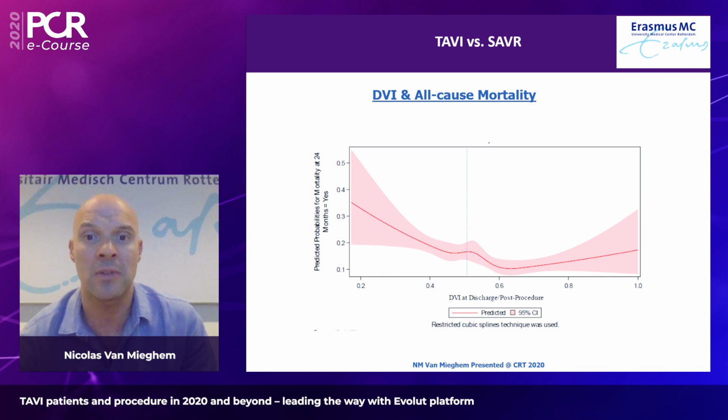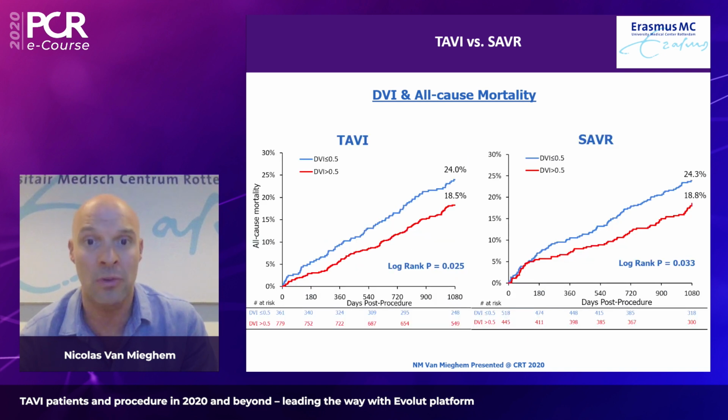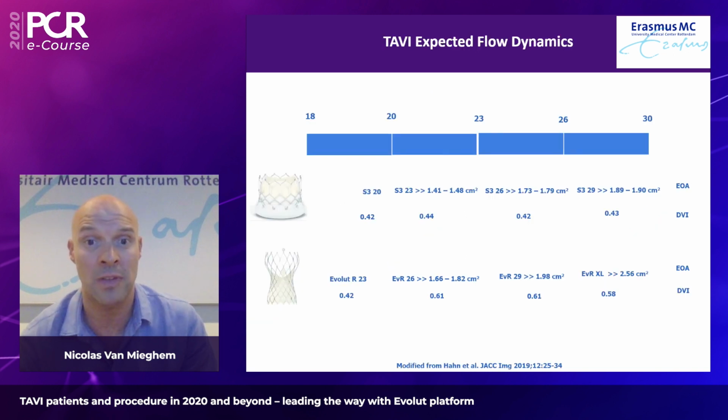And this increase in mortality was happening both for the TAVI patients and also for the surgery patients, where you can see that in blue, those were the patients with a Doppler velocity index less than 0.5. Those patients had a significantly worse outcome in terms of mortality.